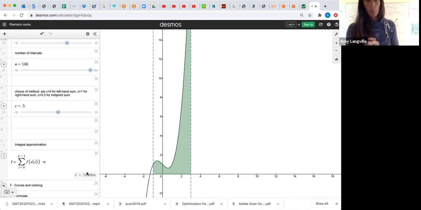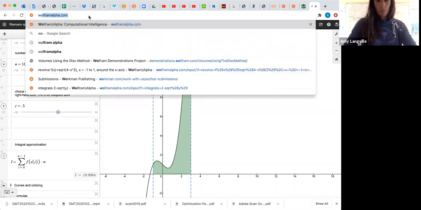But we won't be able to determine that until chapter 2. We'll have a way of getting exact areas. For now, we're just doing it approximately with Riemann's idea of a Riemann sum. Okay, next tech tool I want to show you is Wolfram Alpha.